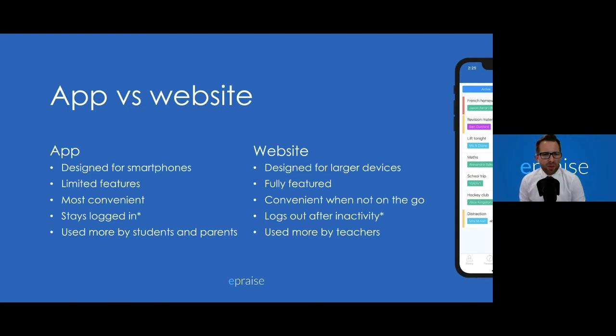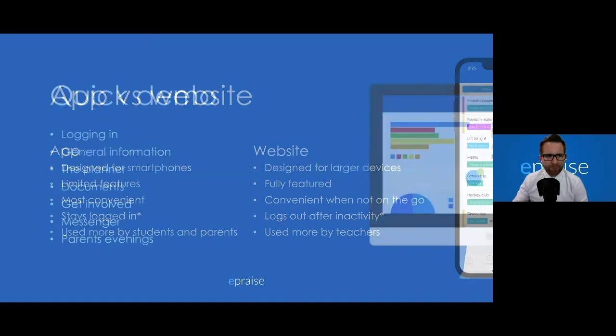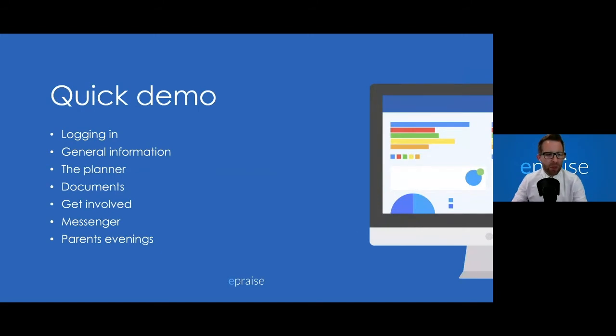Now, there's two different ways to access the platform, the app and the website. Most parents will use the app because it includes most of the features that you will need. The website includes a couple of extra things, but the app is probably all you'll need as a parent. In fact, we find that about 80% of parents and students use the app as opposed to the website. The app stays logged in, it's got most of the features that you'll need, and it's obviously designed for smartphones. If you have a bigger device like a tablet, a laptop or a computer, you may wish to consider using the website as well. So I'm going to give you a quick demo now, and I'm going to go through some of the most important parts of the app.